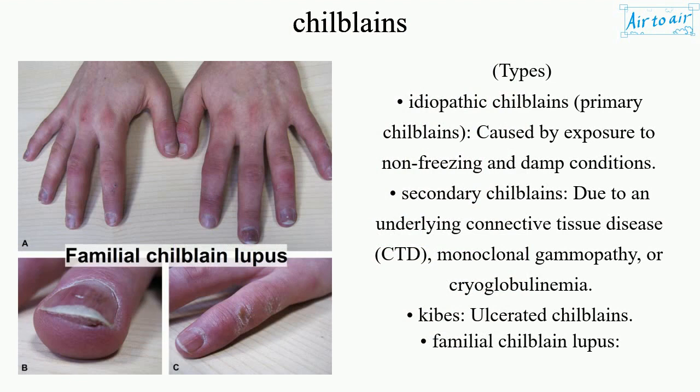Types: idiopathic chilblains, primary chilblains, caused by exposure to non-freezing and damp conditions. Secondary chilblains, due to an underlying connective tissue disease, CTD, monoclonal gammopathy, or cryoglobulinemia, kibes. Ulcerated chilblains. Familial chilblain lupus.